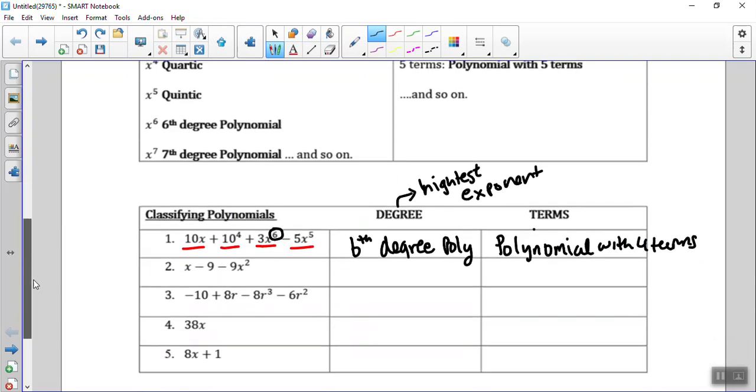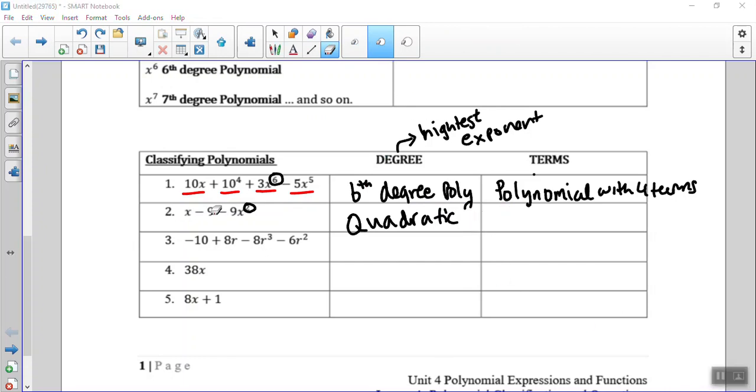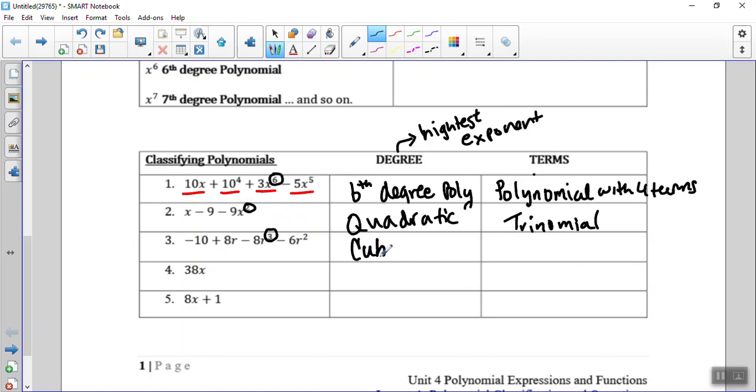All right. This one has the highest degree of 2. So this is a quadratic. Yeah, we just finished quadratics. And this one right here, it has 3 terms. So we call this a trinomial. This one, the highest degree is a 3. So this is a cubic. And this one, it has 1, 2, 3, 4 terms.